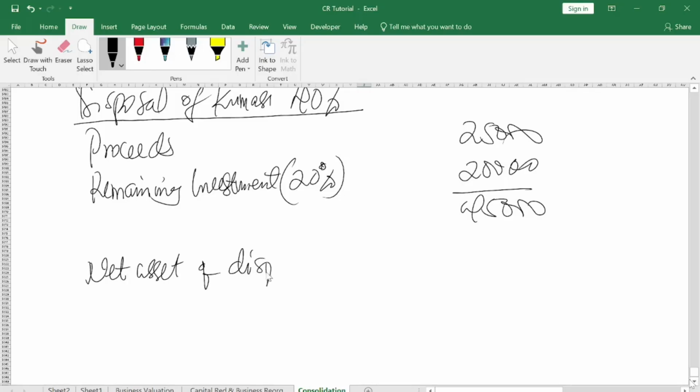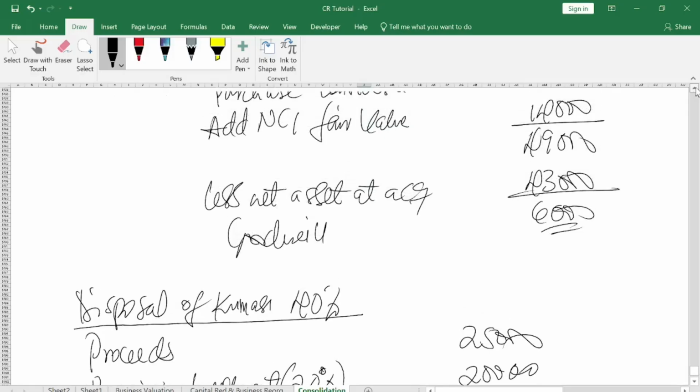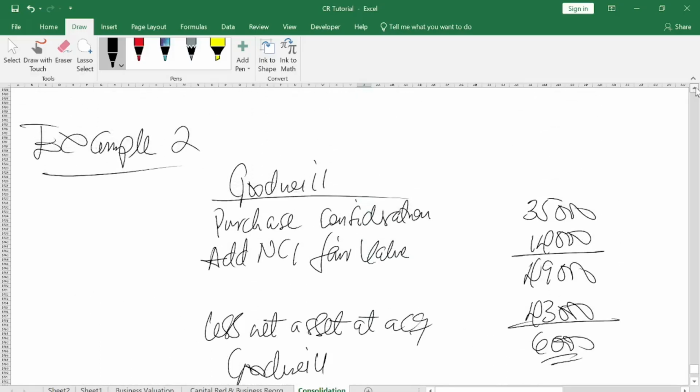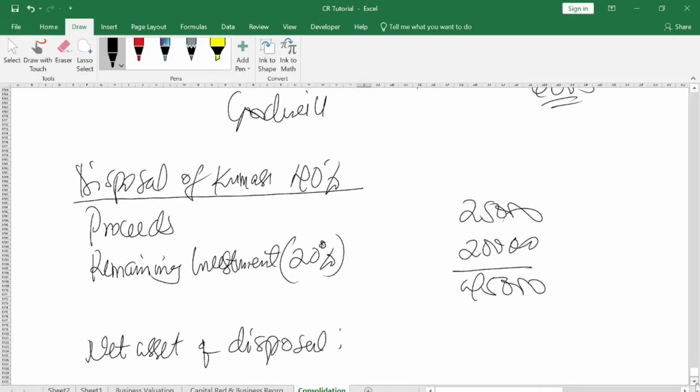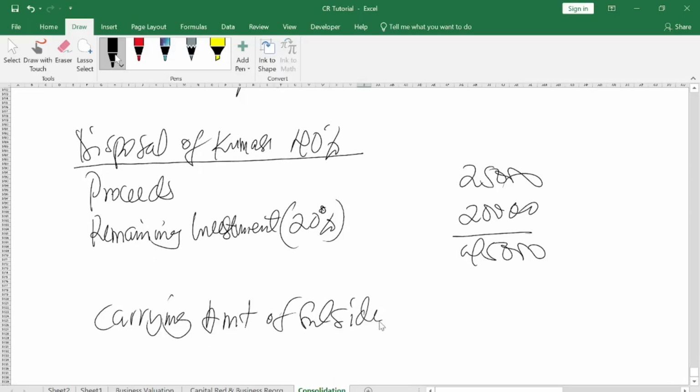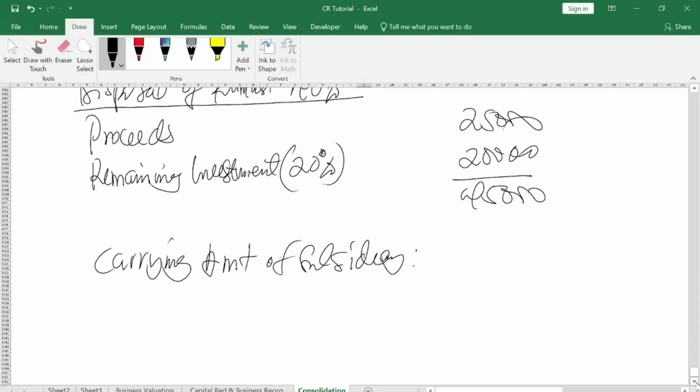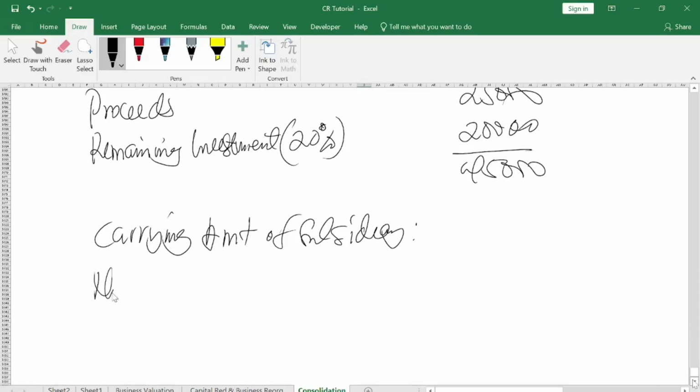You go to here. I said first, look for what? What did I say you should look out for? The format is here. First, you should look for the carrying amount of the subsidiary. Check the format. Then you look for the net asset at disposal. That's all. So 45, the carrying amount of the subsidiary. So now here you have the net asset at disposal.